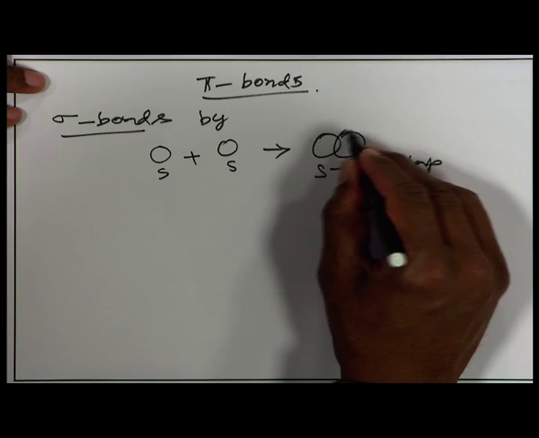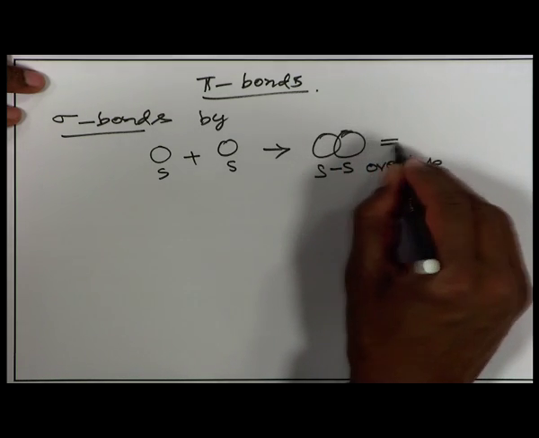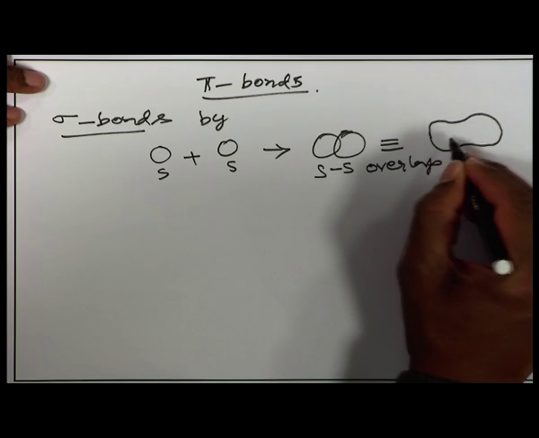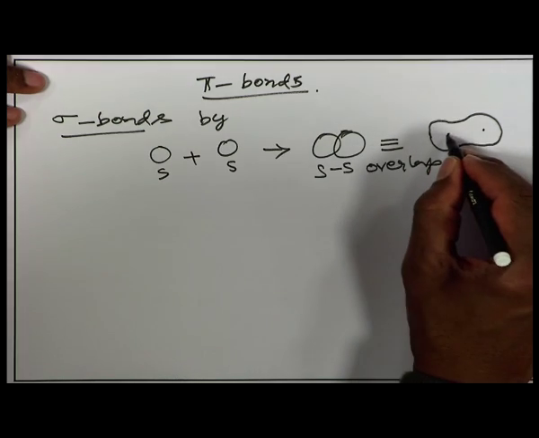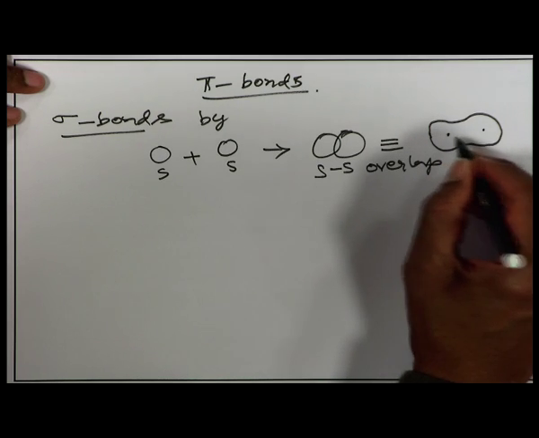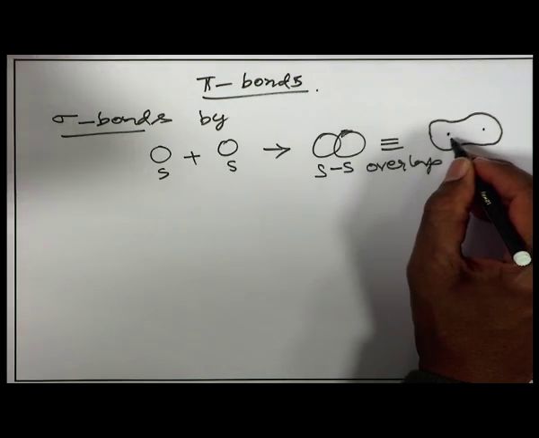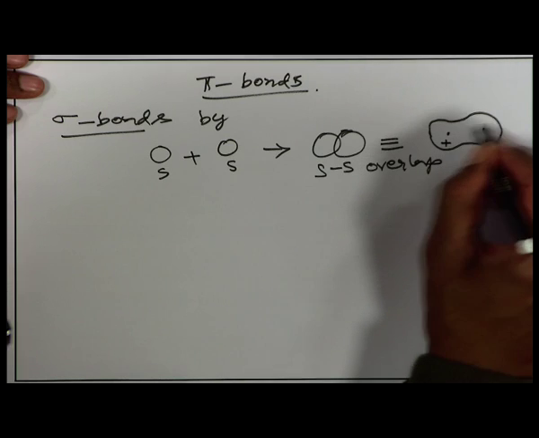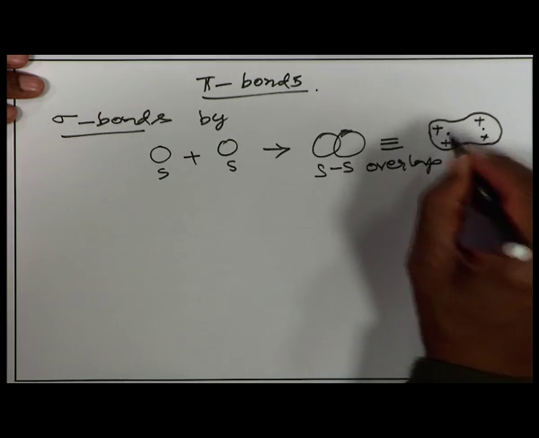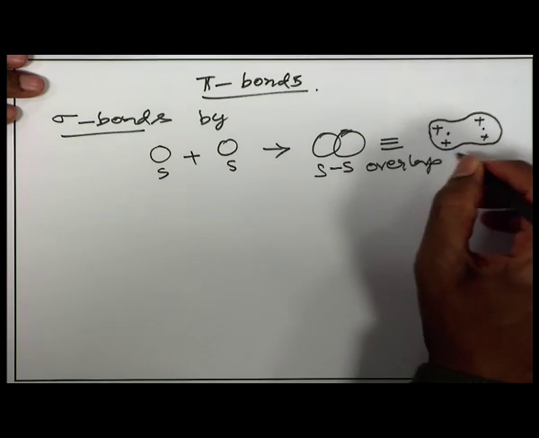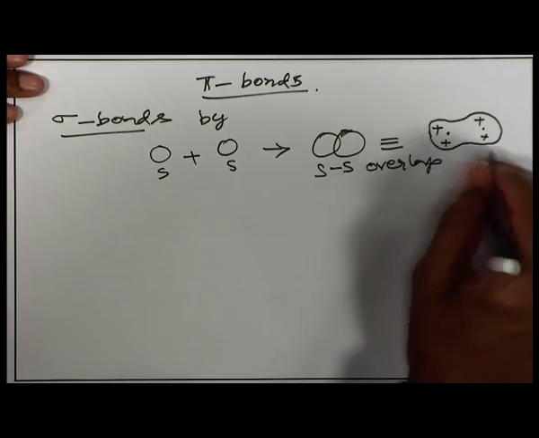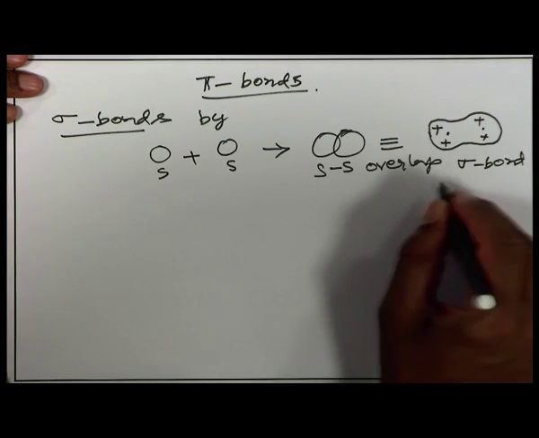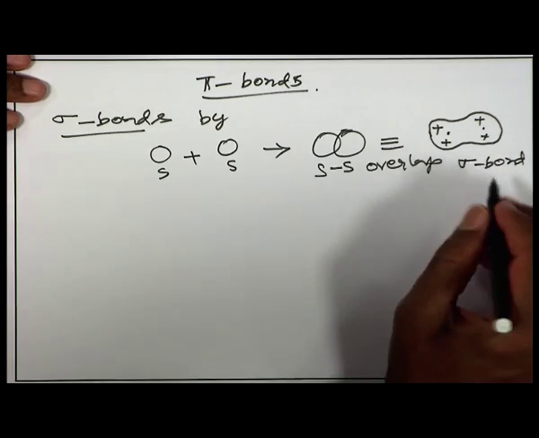This can be written like that. This is the center of the nucleus, this is the internuclear axis, and these are the nuclei of 2 hydrogen atoms, for example. Everywhere here it is positive. So, this is a sigma orbital, a sigma bond. This bond is cylindrically symmetrical.